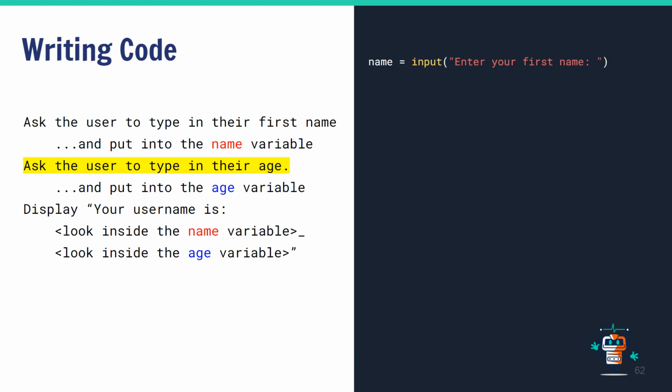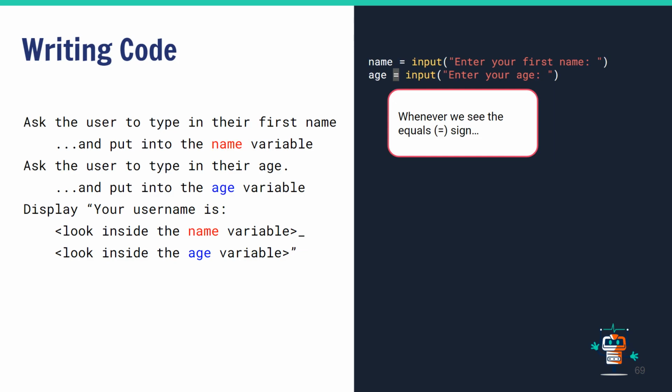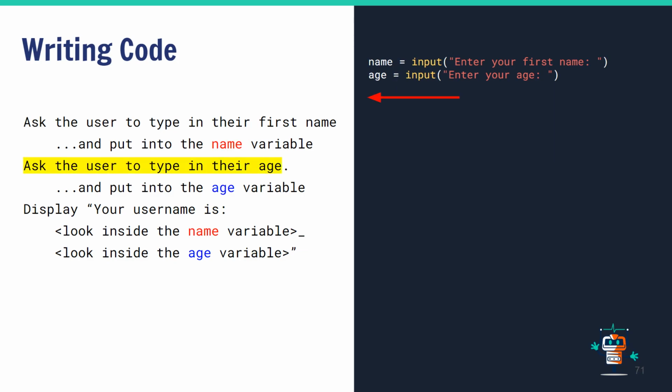We're going to ask the user to type in their age. So once again, this is going to be an input function. And we're going to have the equal sign, and we're going to put that into the age variable. Age is a variable, once again, because it doesn't have quotes around it, and it's not followed by brackets. And because we saw the equal sign, we are going to read from right to left, which is the input first, and then putting that into the age variable.